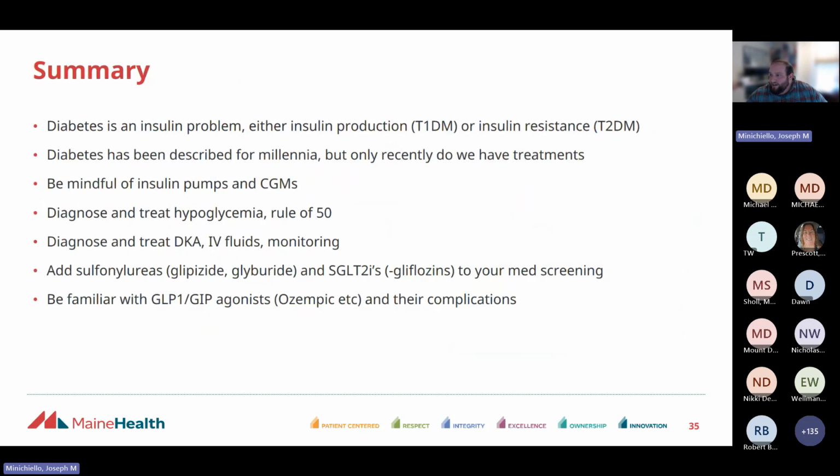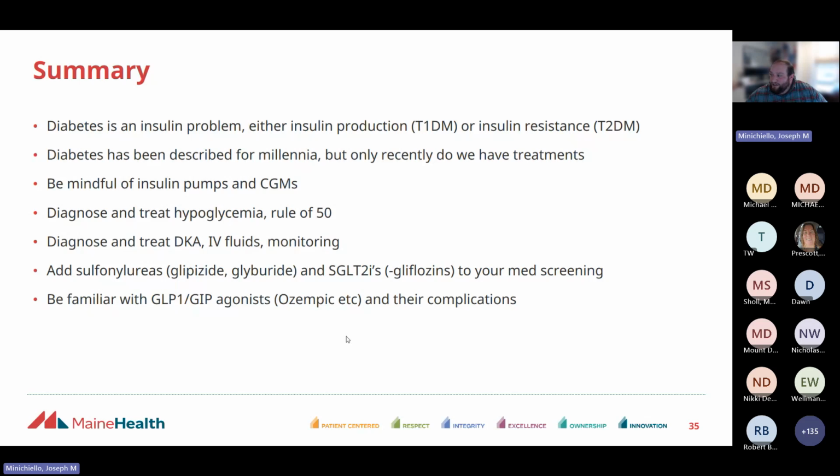All right, tying together from today. So things to definitely take away. Diabetes is an insulin problem. Type 1 diabetes, it's a problem with insulin production. Type 2 diabetes is a problem with insulin resistance. Diabetes has been around for thousands of years in terms of being described, but only recently do we actually have treatments for it. Look for these devices. They are great keys, insulin pumps, the glucose monitors. Recognize the hypoglycemia. Use that rule of 50 to help pick how much of what type of thing to give. Know what DKA is, identify it, get fluids going, get someone to care.